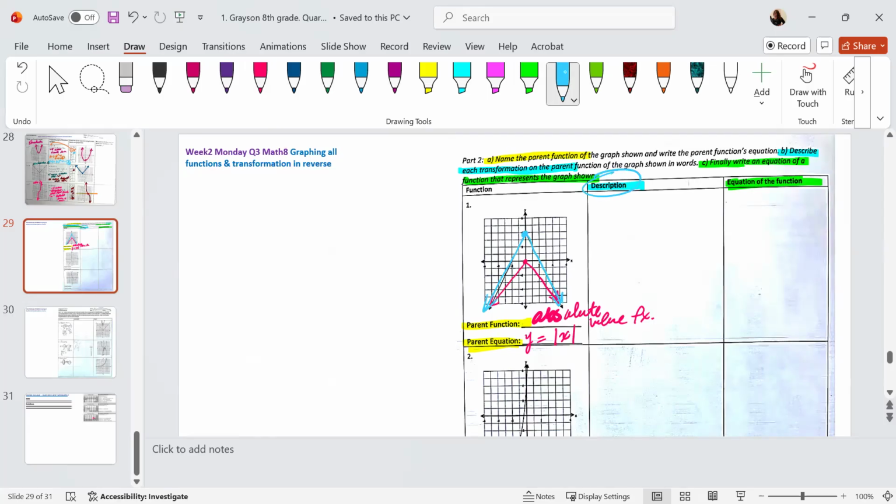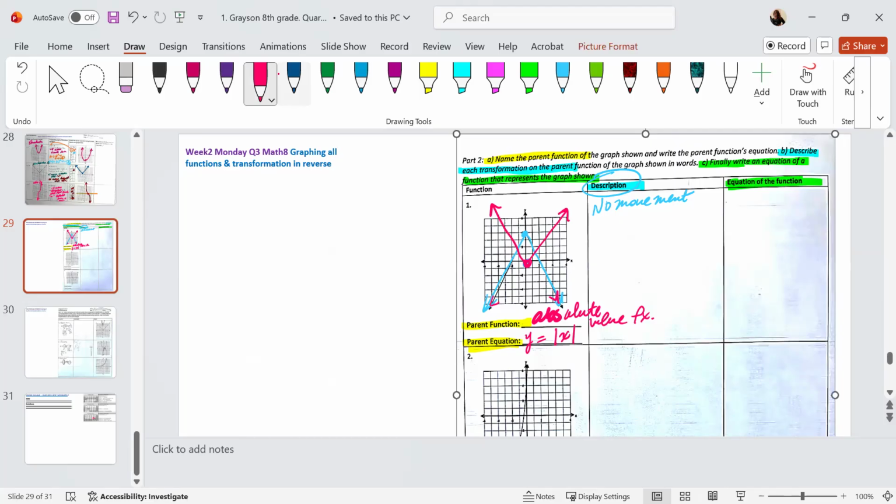So for B, describe each transformation of the parent function. How did you get from the pink one to the blue one? It did not look like it went left or right. The pink one is the parent function. The parent function starts at 0, 0, and it's just the shape of an upside down V. Or actually, I'm sorry, it's not like that. The parent function will look like this. Do you see that? Oh wait, no. The blue one is what's given to you. So draw the parent function first. Use a different color pencil. You need to have different color pencils, Grayson.